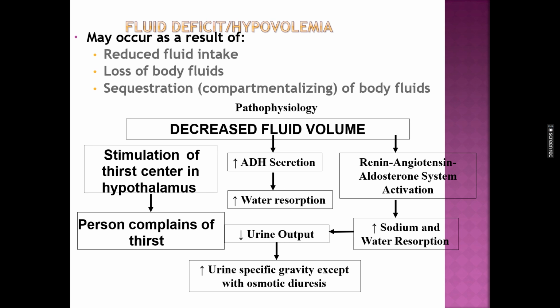Then angiotensin 2 stimulates aldosterone release from the adrenal cortex, and that helps to increase water and sodium retention. If there is sodium and water reabsorption from the kidneys, it helps reduce the urine output, and automatically there will be an increase in the fluid volume in the body. So this is how this mechanism works.